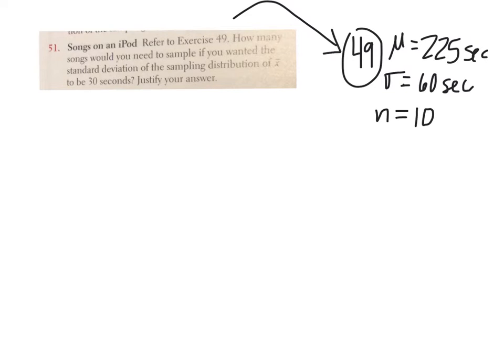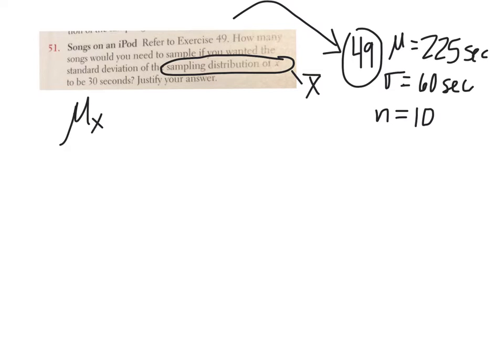So I wrote down some key information from question 49. This was about some songs on someone's iPod, and the population mean was 225 seconds. The standard deviation was 60 seconds, and then the original sample size was 10 songs. Okay, so we're clearly talking about means here. Notice it says sampling distribution of x bar, so we're talking about sampling distributions of means.